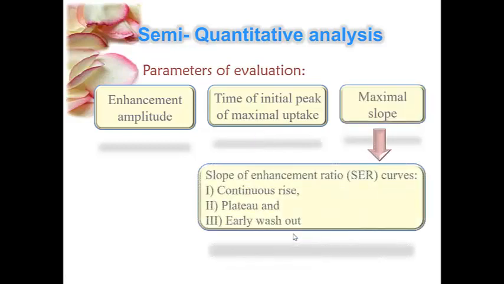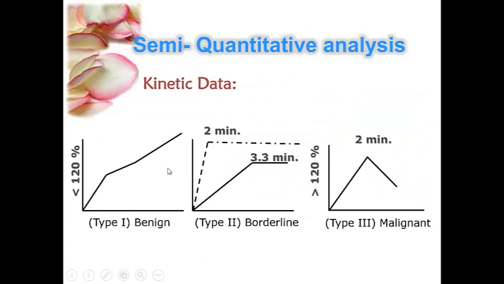Maximum slope of enhancement: continuous rise, this is type 1 curve, which is benign. Plateau curve, this is the borderline, but usually you compare with the morphological findings of the ovarian lesion. And early washout, this is with malignancy, type 3 curve. These are the 3 types of curve: type 1, type 2, and type 3. But we have to weigh the morphological findings with the functional findings regarding the dynamic MRI with diffusion weighted images.